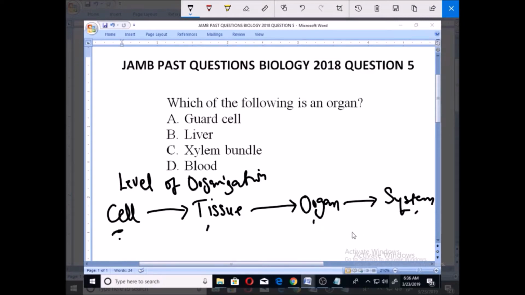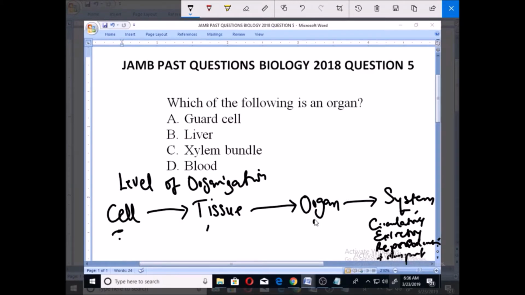When you're talking about system, you're talking about things like the circulatory system, where you have plenty of organs coming together to make it work. You have things like the excretory system, plenty of organs coming together, the reproductive system, plenty of organs coming together, and other systems like the transport system. I think transport is all about the circulatory system as well.